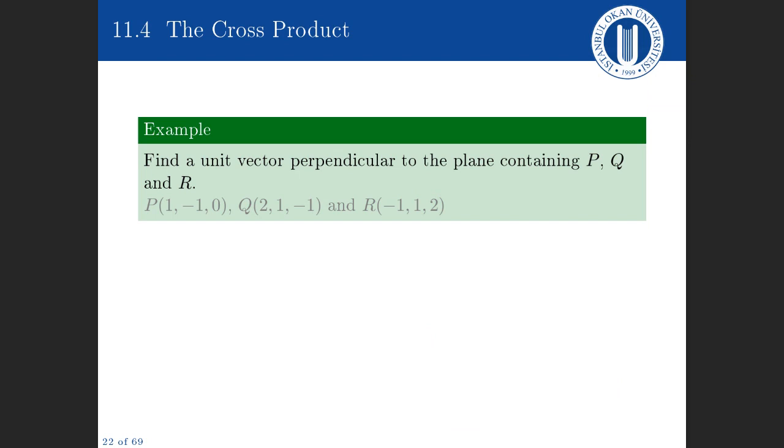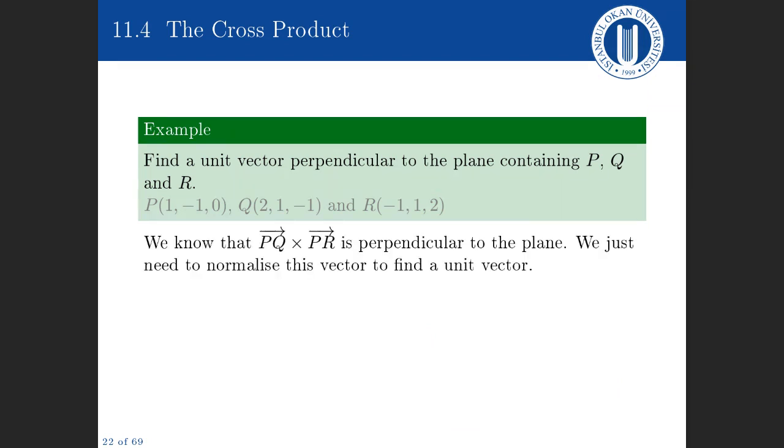Find a unit vector perpendicular to the plane containing P, Q, and R, where P, Q, and R, again, are the same points as before. We talked about how to find a unit vector in the same direction as the vector last week. We already know that PQ cross PR is perpendicular to the plane. We just need to normalize this vector to find a unit vector. In other words, we just need to find a unit vector which points in the same direction as PQ cross PR.